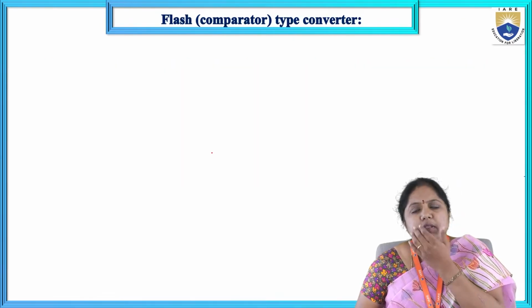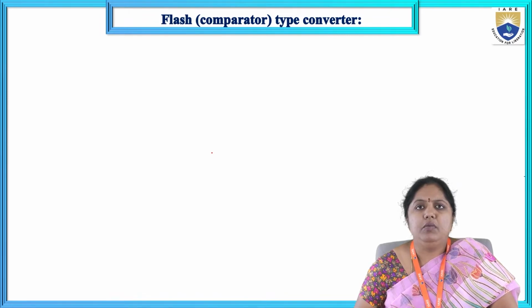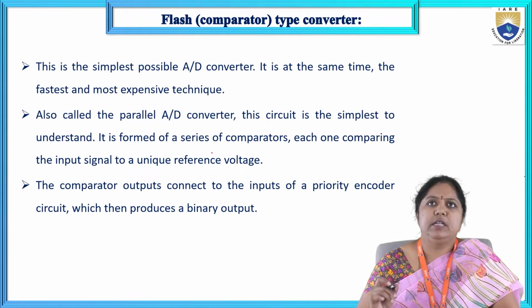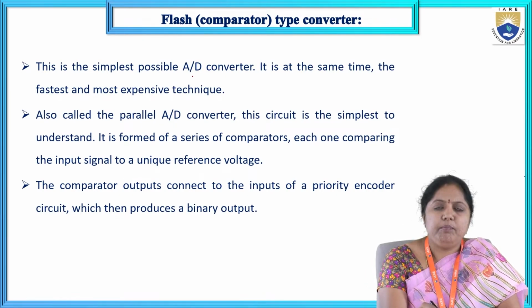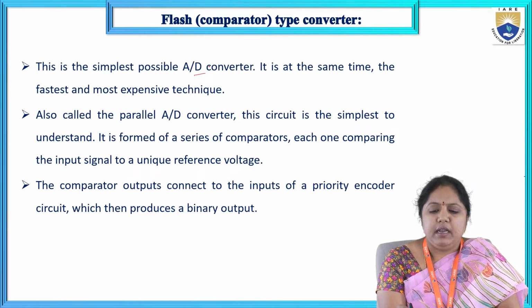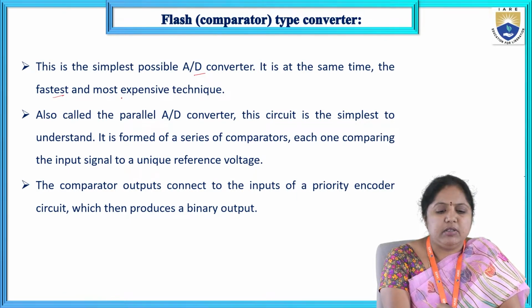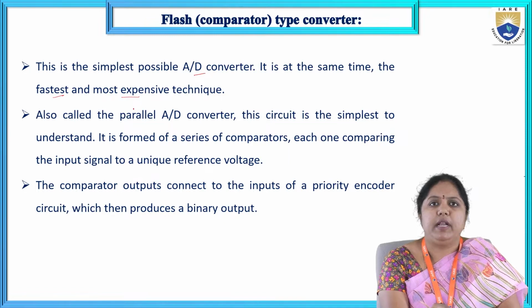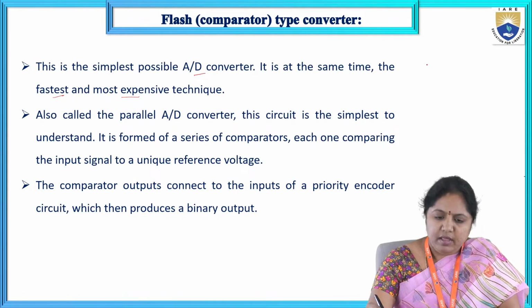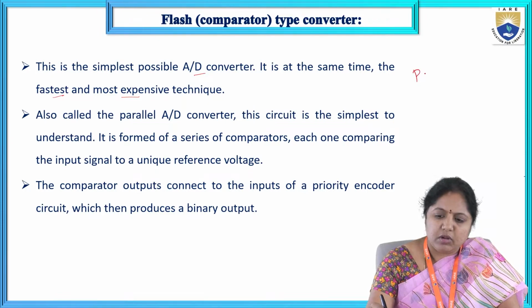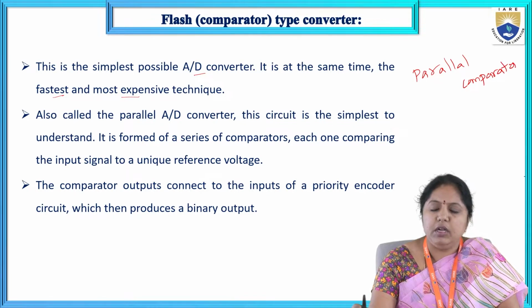So the first one is the flash type of converter, which we can also call the comparator type of converter. This flash type converter is a simple type of A to D converter, and at the same time it is the fastest type of ADC, and it is also a more expensive type of ADC. The other name for this flash type comparator is the parallel comparator. This name has been given based on the circuit.